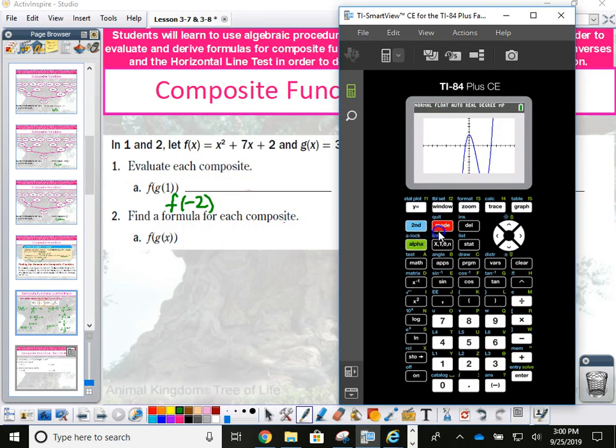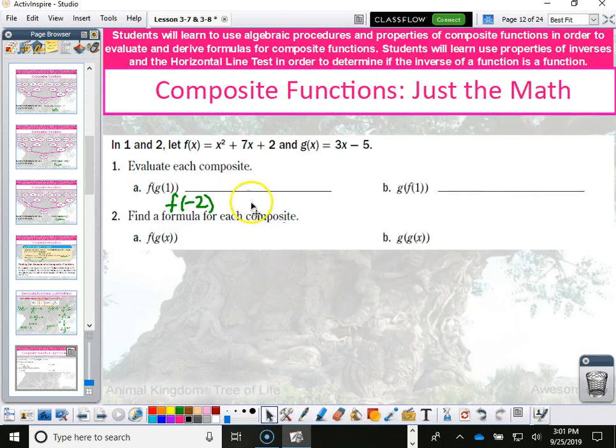I'm going to just store negative 2 for x, so I don't have to keep typing negative 2 all the time. And I've got x squared plus 7x plus 2. And I press enter, and it tells me that my answer is negative 8. Well, yay! All right, you try the next one.